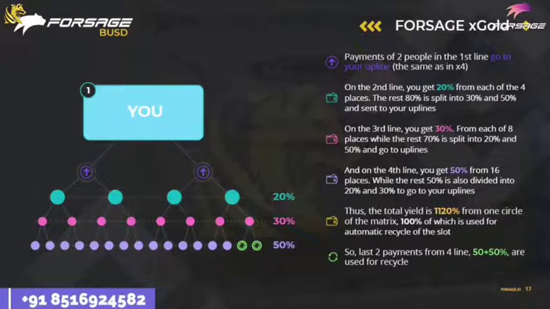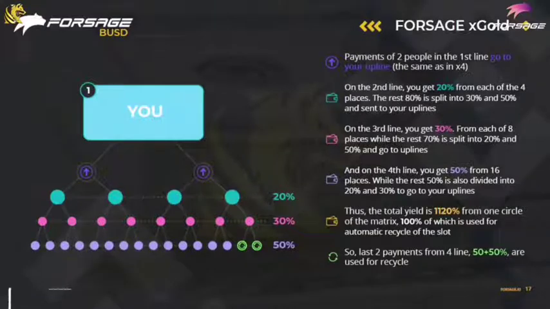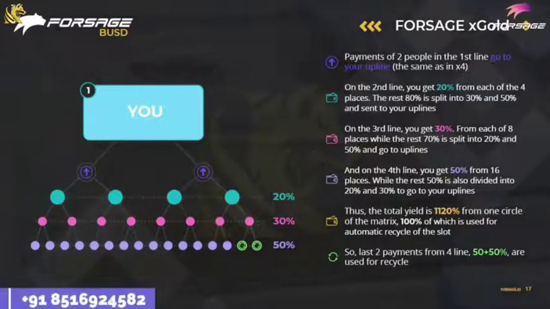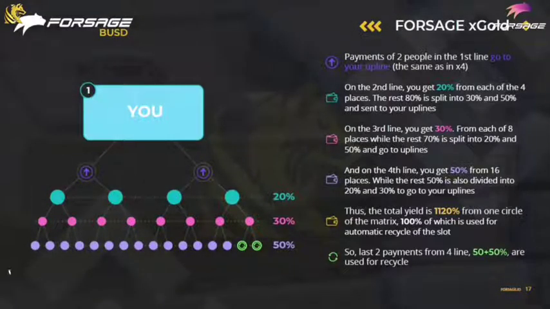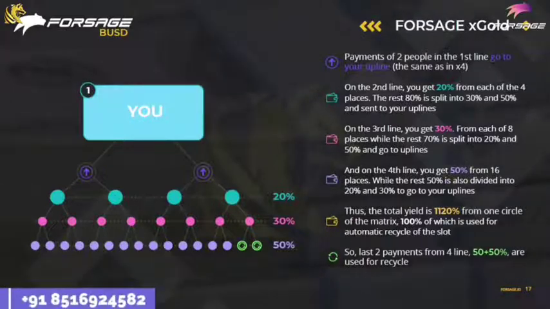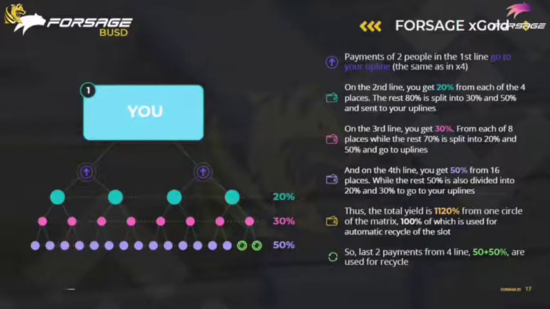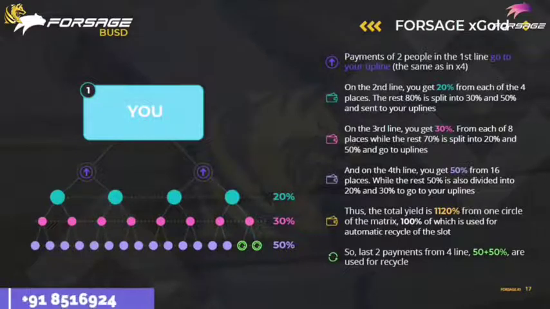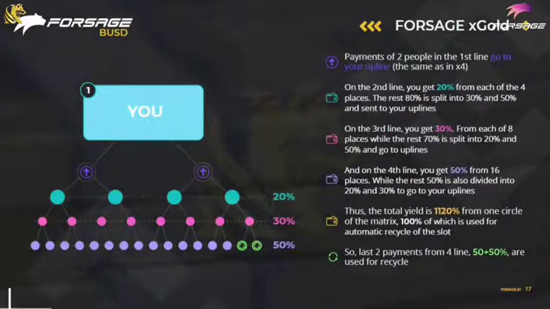On the third line, you get 30% from each of 8 places, while the rest 70% is split into 20% and 50% and goes to your upline. And on the fourth line, you get 50% from 16 places, while the rest 50% is also divided into 20% and 30% to go to your upline.